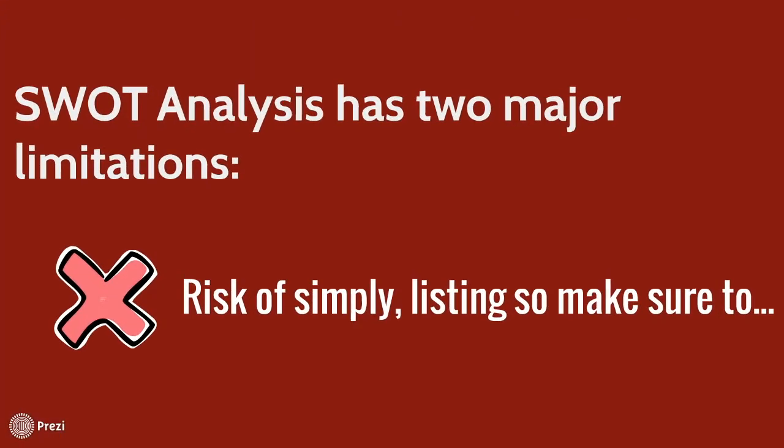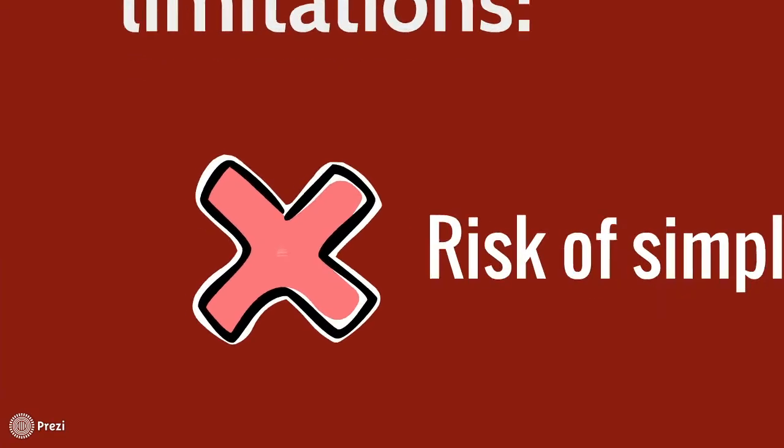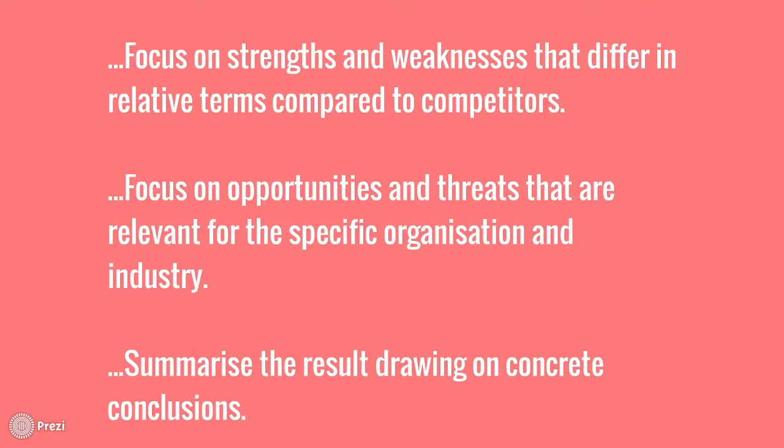Now we move on to explore the limitations presented by the SWOT analysis framework. There are two key limitations that are applicable to marketing strategy. The first limitation is that there is a risk of simply listing descriptive organisational attributes. Therefore, it is important to focus on the strengths and weaknesses that provide the organisation or its competitors with a competitive advantage. It is also important to focus on opportunities and threats that are directly relevant to the specific organisation and industry, leaving out general and broad factors.